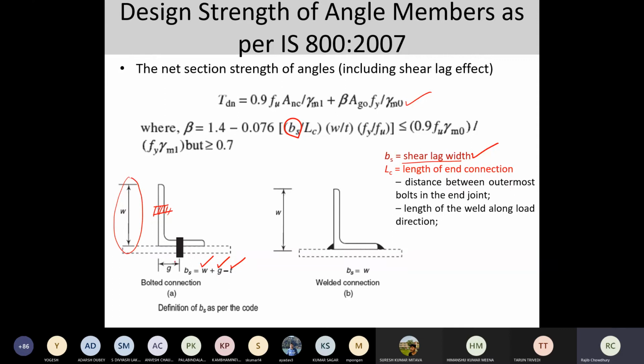G stands for the gauge length. What is meant by the gauge length over here? You might recall that in a particular plate, we can provide the bolt at any place. But in the angle, there is a certain specification. At that particular place, we have to provide the bolt.